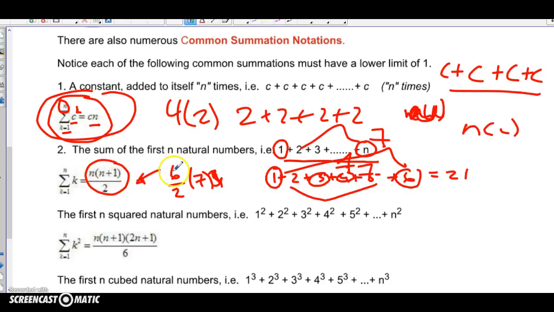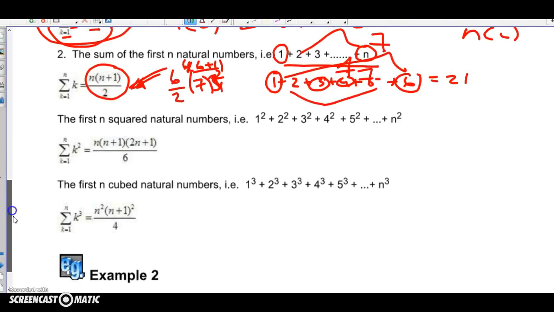Okay, you take your term, in our case 6, and you multiply it by 6 plus 1, and you divide it by 2. And in general, we have n times n plus 1 divided by 2. So that's how that works, if you're just adding that up.